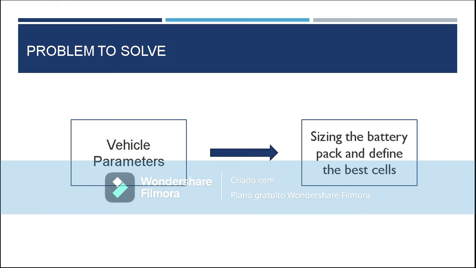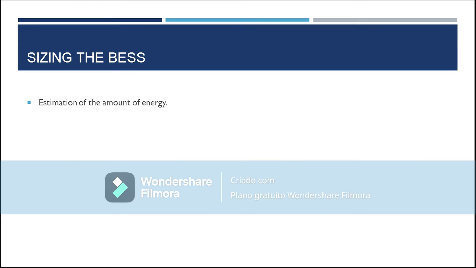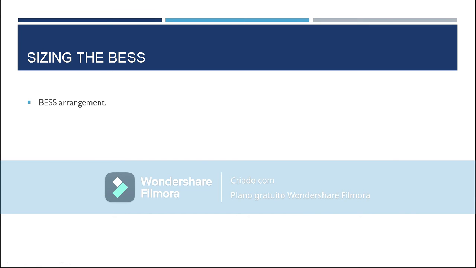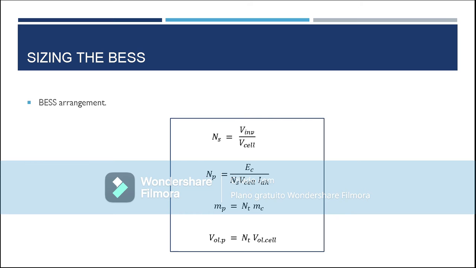So to answer that question, the first thing we have to do is the estimation of the amount of energy. So we basically did a dynamic model of a vehicle, and based on that, we can estimate the amount of energy. So if we have as input the mass of the vehicle, velocity profile, drag coefficient, the density of the air, and the friction energy that you're gonna need, we can do the sizing. We can start the sizing of the BESS.